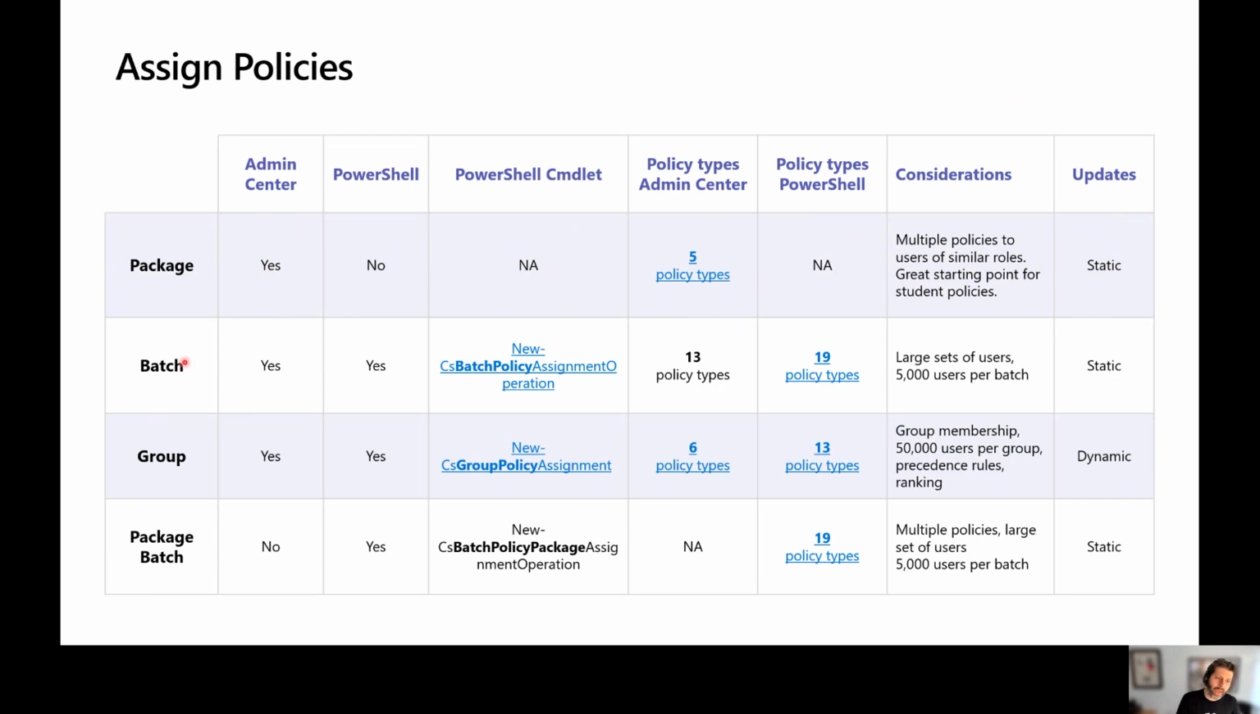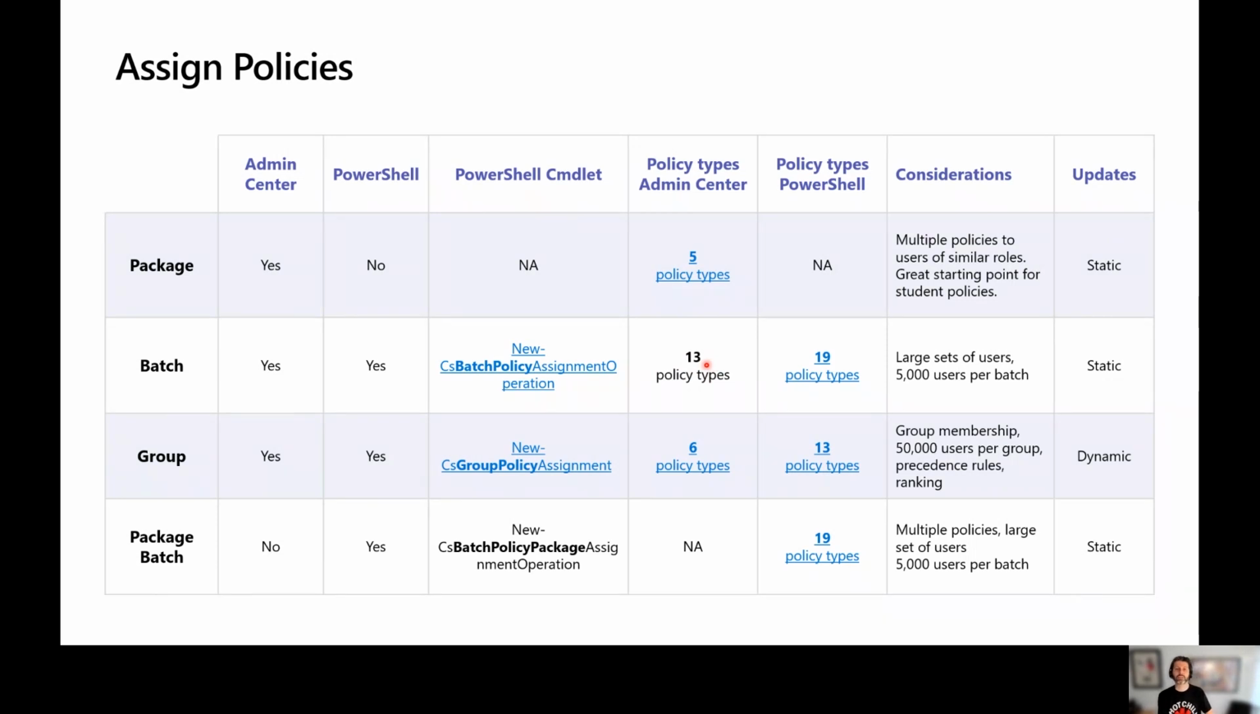Now, moving on, batch. This is basically where a batch of users will get a specific policy. This is available both in the admin center and PowerShell. The difference here is, we have the commandlet here, but let's just jump. If you're using PowerShell, you can assign more policies, 19. If you're going through the Teams admin center, you won't be able to see all the 19.